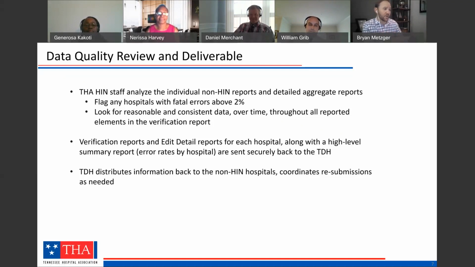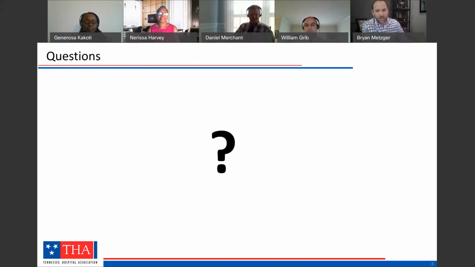Again, what I've described for you in detail is how non-THA members interact and submit their data and what we do to process that. For hospitals that are members of THA, they're interacting directly with the HeidiNet platform, so they make direct submissions to the website. Their staff get these same edit detail and verification reports pretty quickly after they submit their data, so that they can analyze, look for any issues, monitor their 2% fatal error rate, and all those sorts of things. So I think that's it for my presentation. Happy to answer any questions.